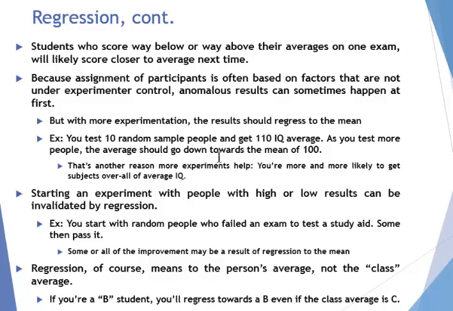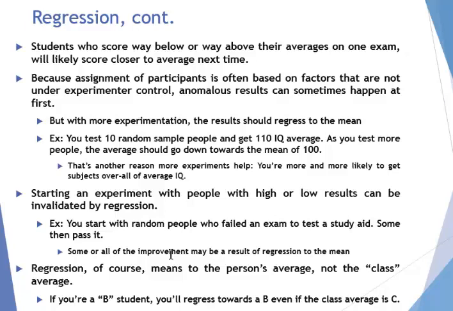The more experiments you do, the more likely you are to get a result towards the mean, and that will kind of cancel out. The regressing to the mean will cancel out the confounding effects, the other possible effects, leaving really the only effect, the effect of the independent variable. So starting an experiment with people with high or low results can be invalidated by regression, because the people who had very high or very low results initially, that might not be indicative of what their real results will be.